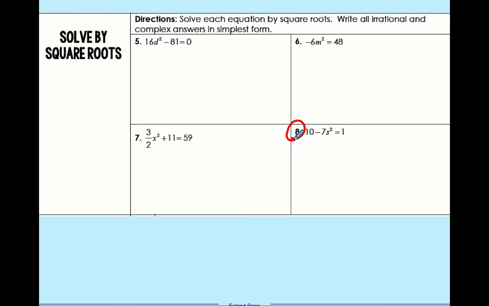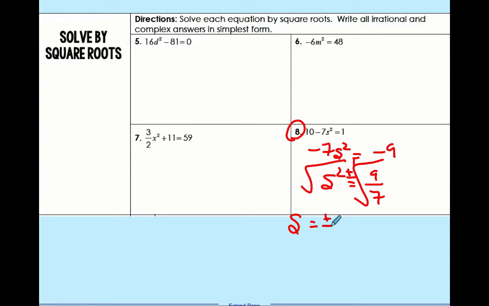Let's do number 8. Okay, so negative 7s squared equals 1 take away 10. Divide both sides by negative 7. And now I do the square root of both sides, remembering to do plus or minus. So I get s is plus or minus the square root of 9 over the square root of 7. Well, the square root of 9 is easy, it's 3. But the square root of 7 is just the square root of 7.